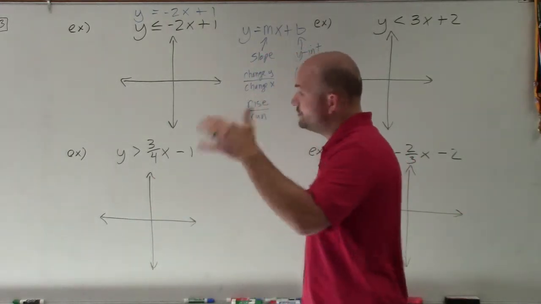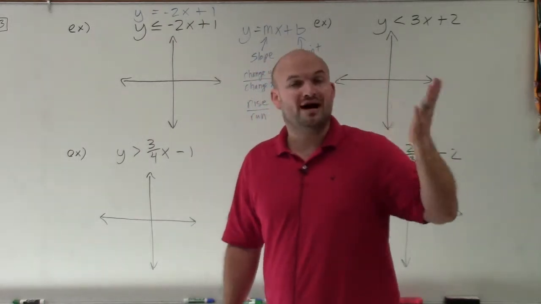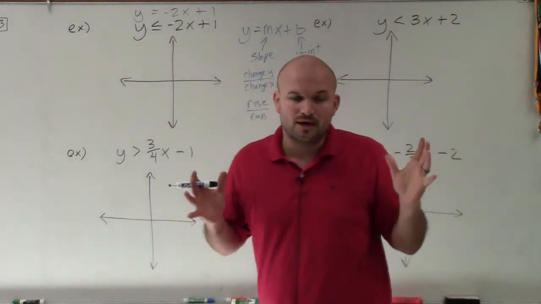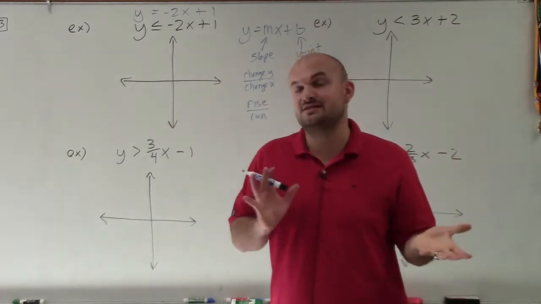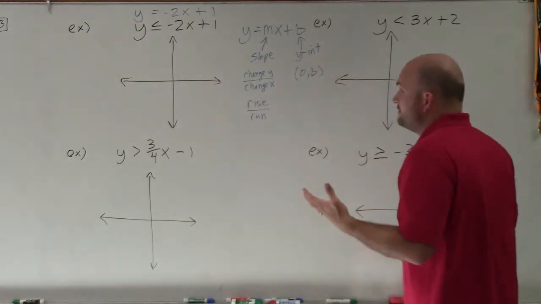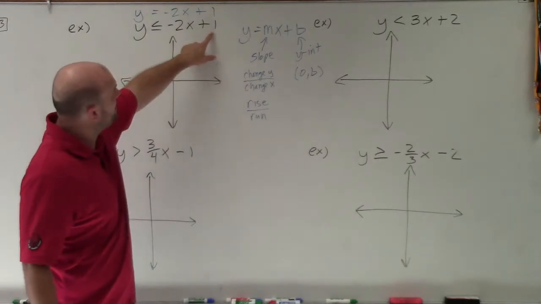So for the first problem, or the first 2, I'm going to show using a test point to prove why it works. Then for the last 2, we'll go through some obvious things, hopefully, that you remember as far as determining if it's included or not. So the first thing we need to do is find the y-intercept. You can see that my y-intercept here is 1.